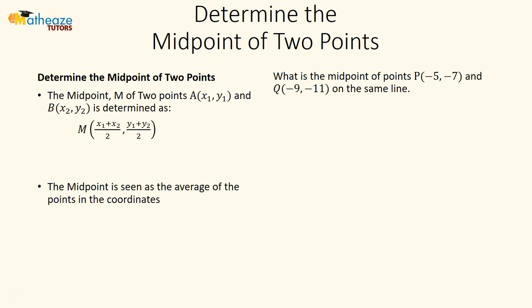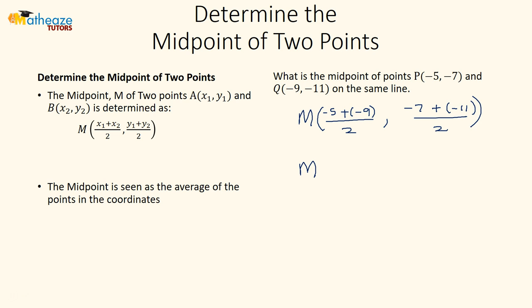And then our final example, we have the midpoint M is going to be negative 5 plus negative 9 divided by 2, and then we have negative 7 plus negative 11 divided by 2.